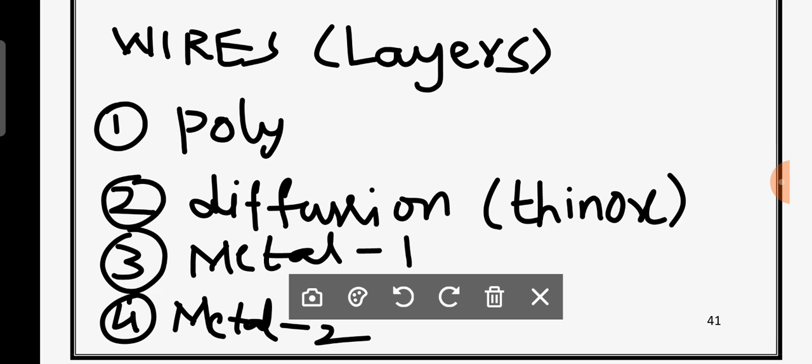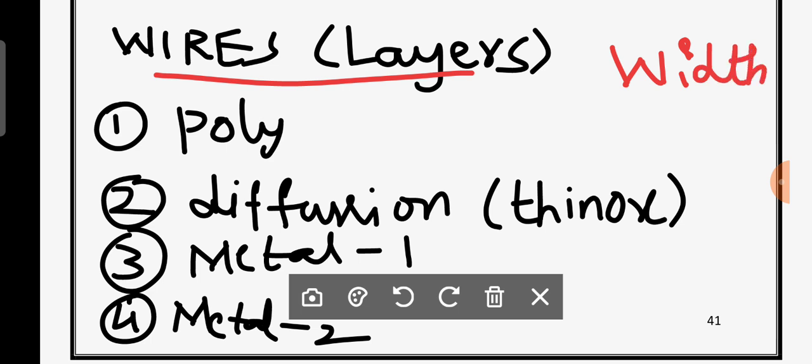Now first of all, you have to observe very importantly. Here the lambda based design rules are going to be focused especially on width. Is it clear? They are going to be focused on width. They are not going to concentrate on length. Why? Because if you fix the length, then it is highly impossible for you to extend the layer.